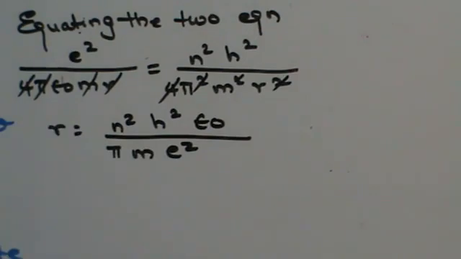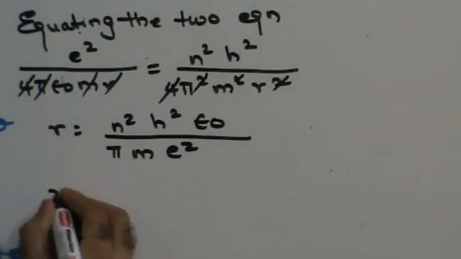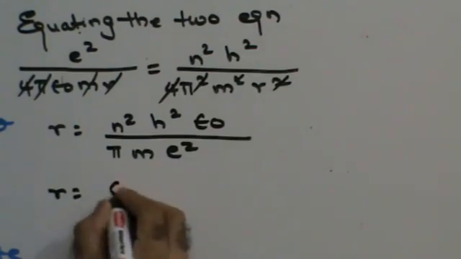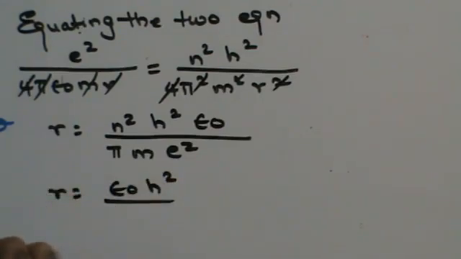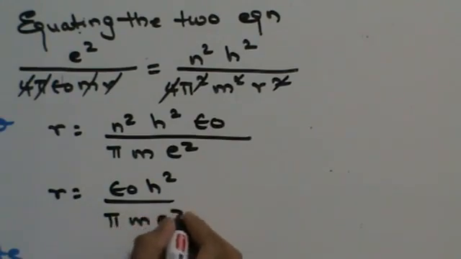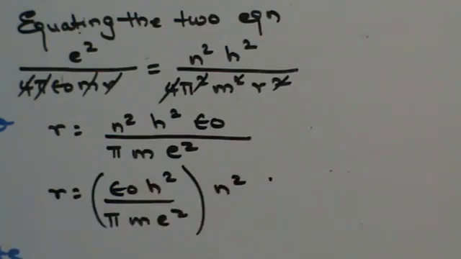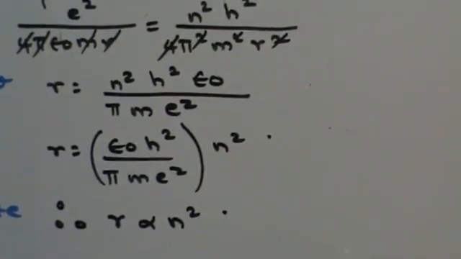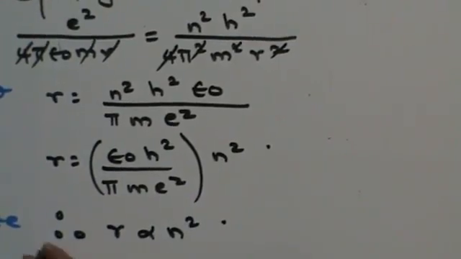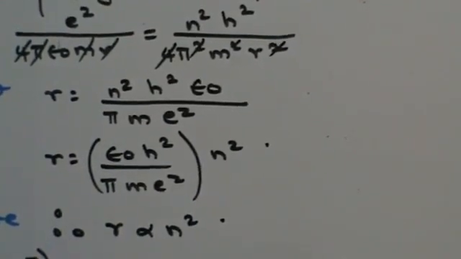Right? Done. Now in this expression, I can rearrange this expression and write this as epsilon 0 h square upon pi m e square into n square. Now here epsilon 0, h, pi, m and e are all constants, right? The only thing that changes is the orbit number. Thus I can say that r is directly proportional to n square, right? That is my expression for radius of Bohr's orbit. Next, let's try to find out the energy in Bohr's orbit.